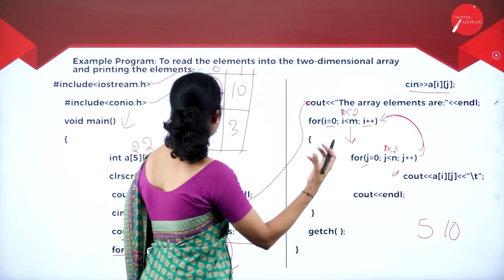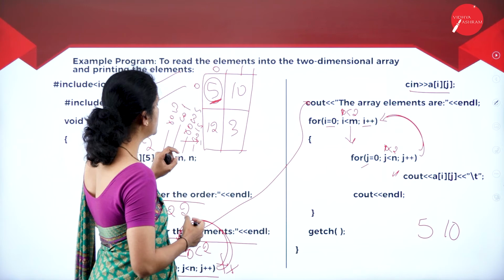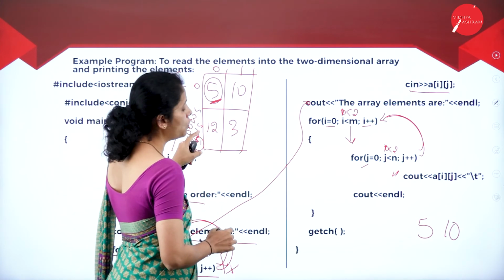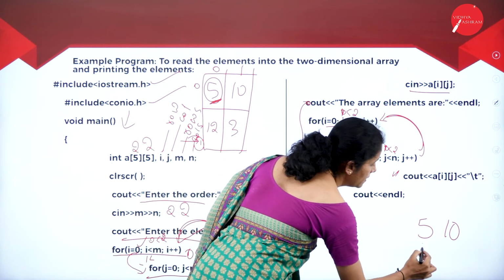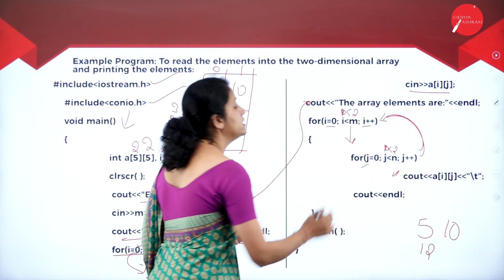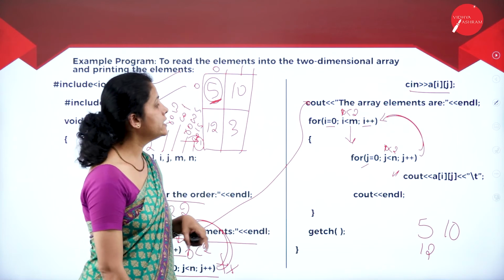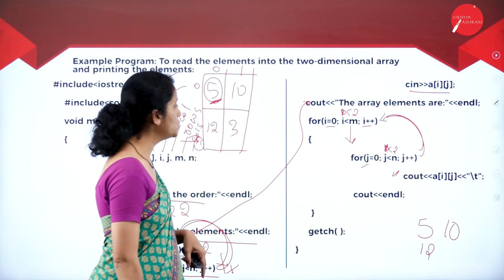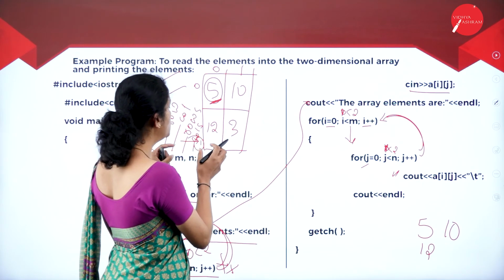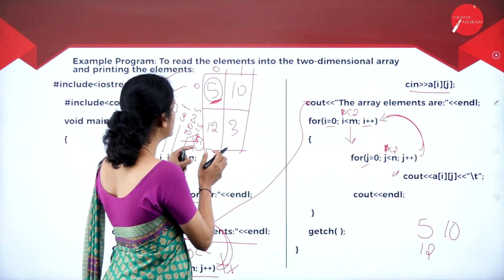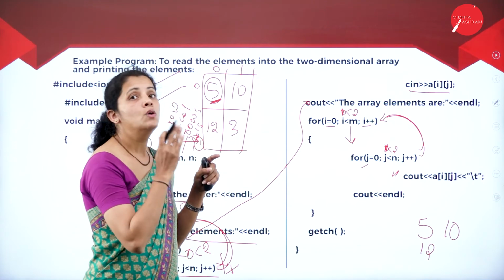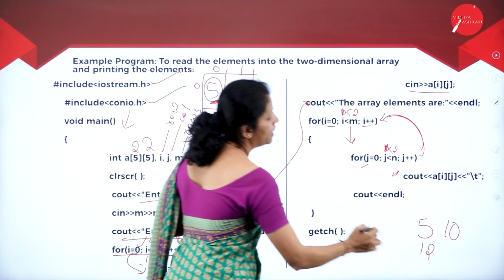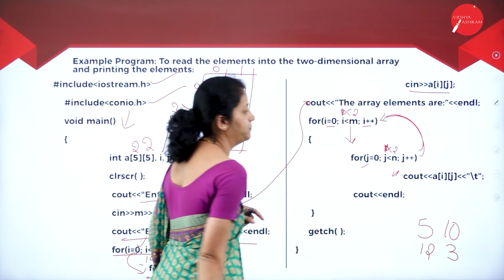So, I'm going to read the content which is stored in this location. That is, first row and 0th column, I'm having 12. Now, j is incremented by 1. Now, j is 1. 1 less than 2. The condition is true. So, I'm going to read the value which is present at the location 1, 1. That is, first row and first column. I'm having 3 and I'm going to display 3.